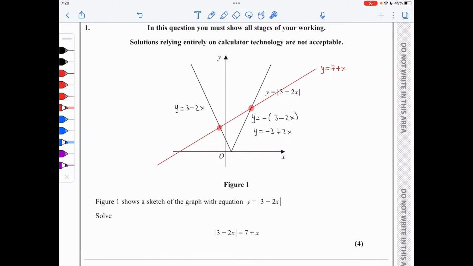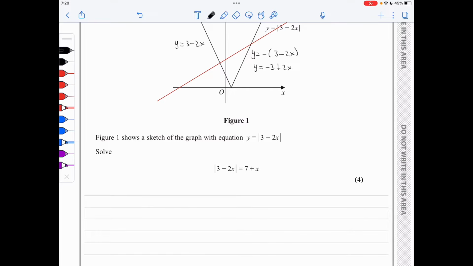point on the left. So I will equate 7 plus x with 3 minus 2x, and 7 plus x with negative 3 plus 2x. So on the left hand side, we've got 3x is negative 4. So x is negative 4 over 3. And on the right hand side, we've got 10 is equal to x. So the two solutions are x is 10 and x is minus 4 over 3.